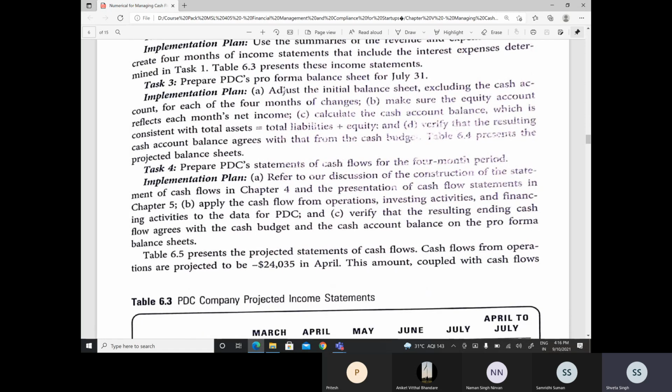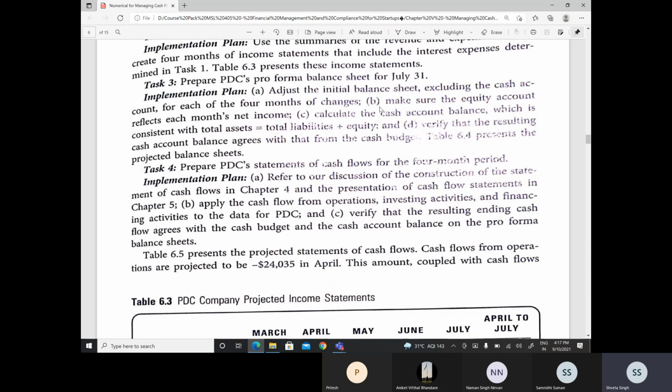Then you prepare PDC's pro forma balance sheet for July 31st. And the following steps are required. A, adjust the initial balance sheet, excluding the cash account, for each of the 4 months of changes. B, make sure that the equity account reflects each month's net income. C, calculate the cash account balance which is consistent with total assets being equal to total liabilities plus equity. And D, verify that the resulting cash account balance agrees with that from the cash budget. So let us see how we can do this.